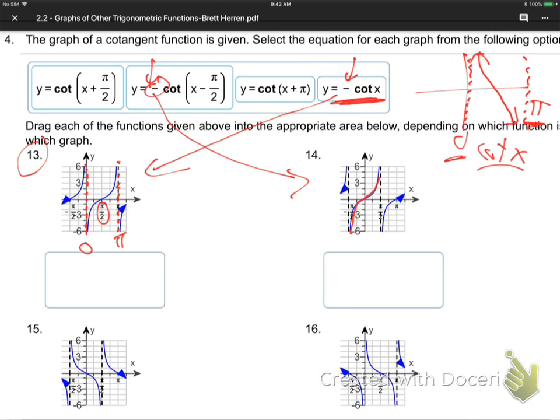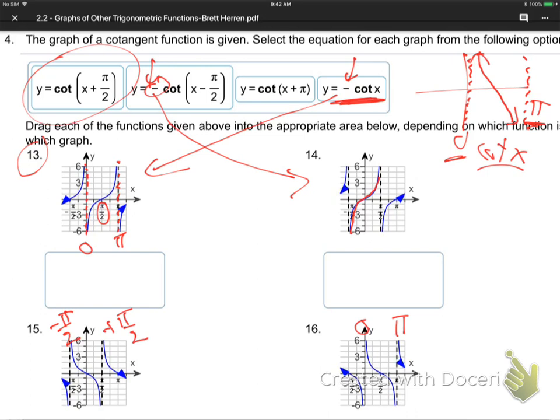So now we got 2 more to go. Wait a minute. Do they look the same? No, they don't. My mistake. One of them is going through the origin. The asymptotes are negative pi over 2 and pi over 2. The other one is not going through the origin. The asymptotes look like they're at 0 and pi, because that's pi over 2 in the middle there. So this one's at 0 and pi. This one's at negative pi over 2 and positive pi over 2. So we got to figure out which is which.